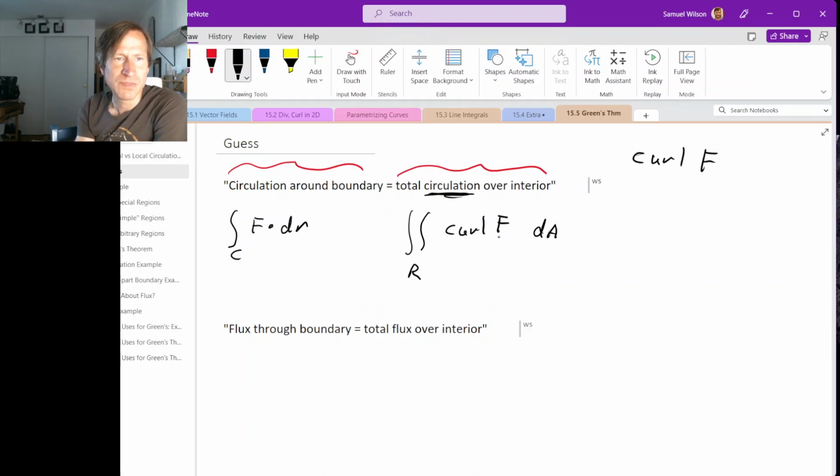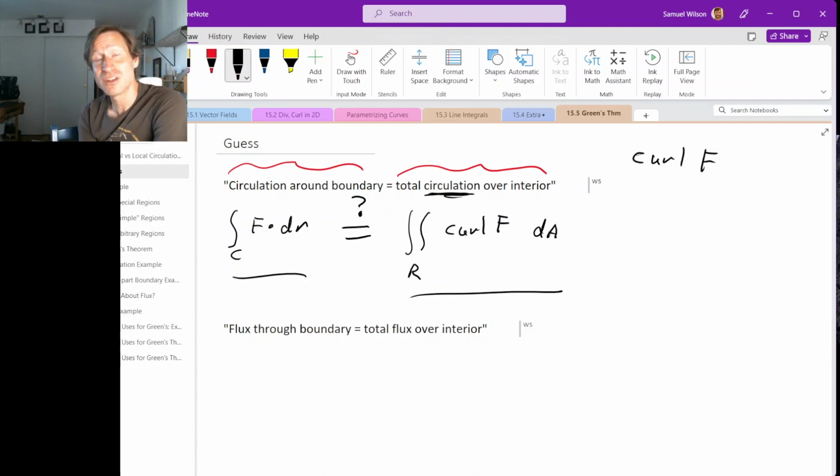And our experience with the discrete example would lead us to guess that maybe these two things are related. Of course, the simplest relationship would be if they're actually equal to each other. This isn't a proof by any means. We're guessing at this point. But wouldn't it be nice if these two ways of measuring circulation actually gave us the same thing?